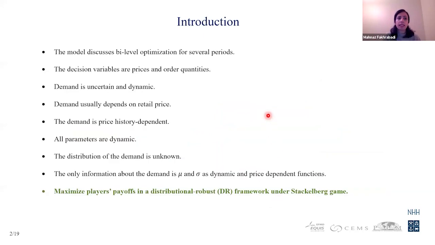The things that we assumed in this model: our model discusses a bilevel optimization, as I mentioned, for several periods. The decision variables are the prices, wholesale price and retail price, and order quantities for each period. The demand that we have is uncertain and dynamic. Usually it depends on retail price, but we want to think a little bit out of the box and consider the influence of previous prices on the current price. All parameters that we are using are dynamic, and we want to check the case where the distribution of demand is unknown, either because it's costly to find a distribution, or it's not available. The only information that we have is the mean and the standard deviation, both functions of prices. So what we want to do is to maximize players' payoffs in a distributionally robust framework under a Stackelberg game.